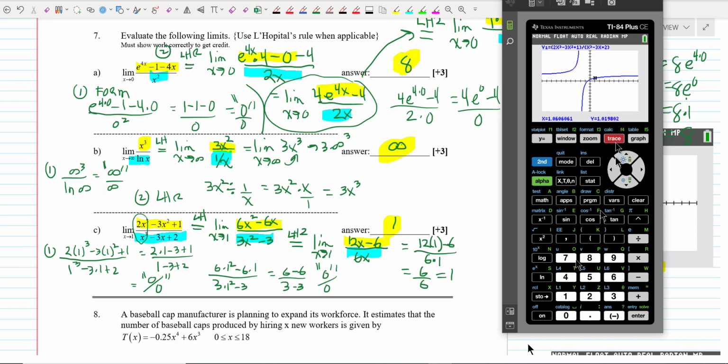So instead, we will trace at 1.0001, something close to 1. And notice that gives us close to our answer, which is 1. So that graph right there verifies that.